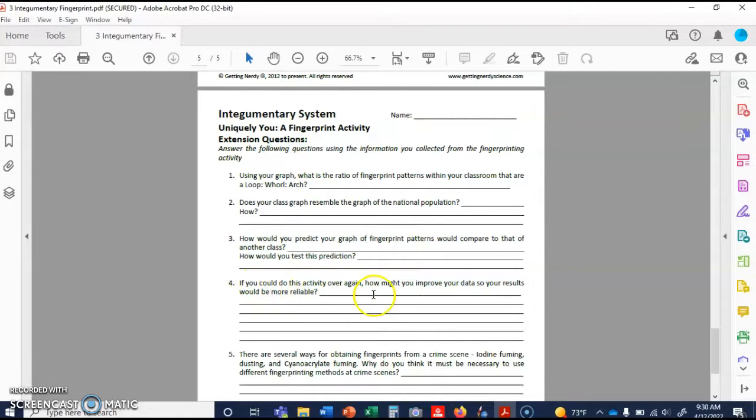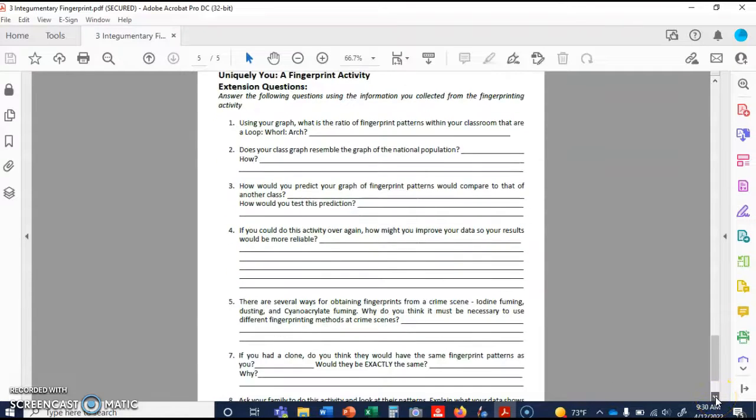Number four says, if you could do this activity over, how might you improve your data so your results would be more reliable? There's lots of different ways to have more reliable results, expanding your data set or expanding your sample set. And then maybe double checking each other's fingerprints. Like you may say it's an arch, but I think it looks like a whorl. Let's go back and double check that. Having some sort of accountability would be helpful too.